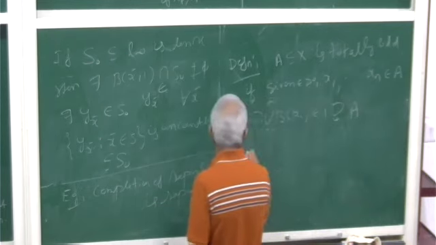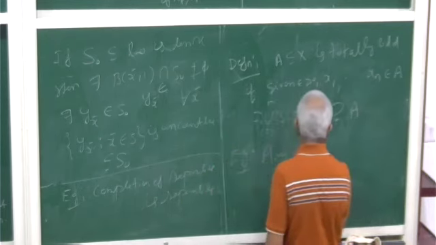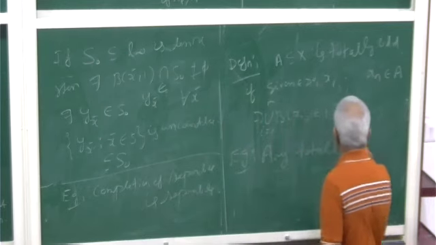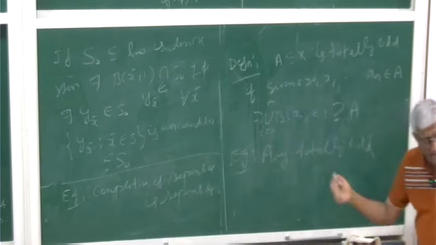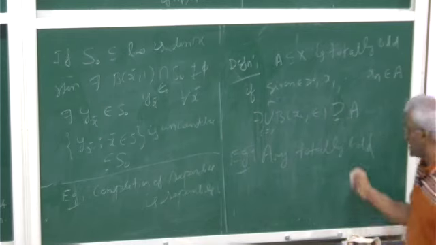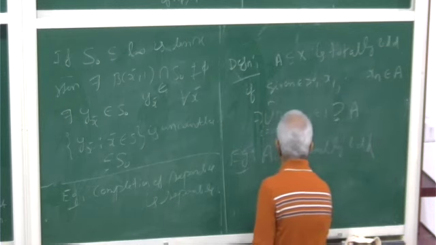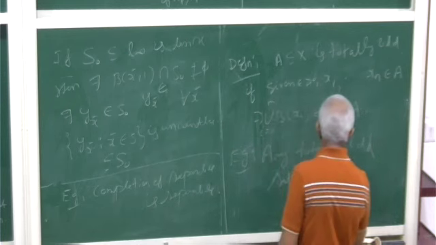So then the next example is that any totally bounded set is separable. Later we will prove that a compact set is totally bounded, and any compact metric space is always complete. So any totally bounded set is separable.